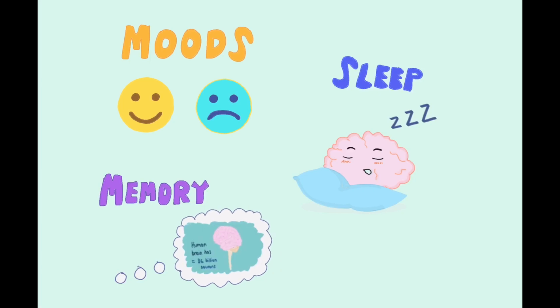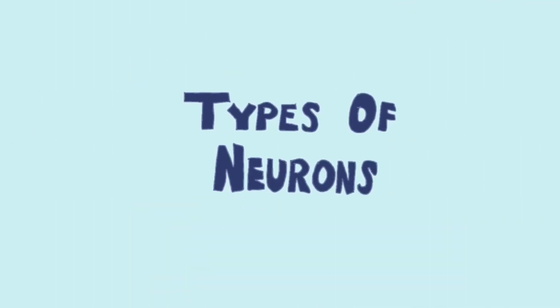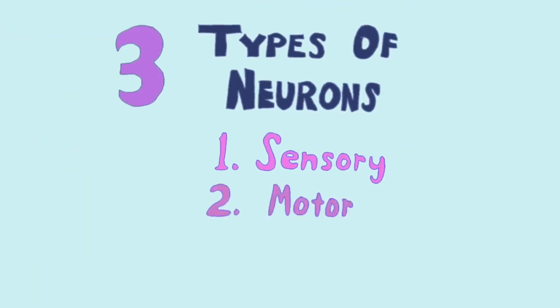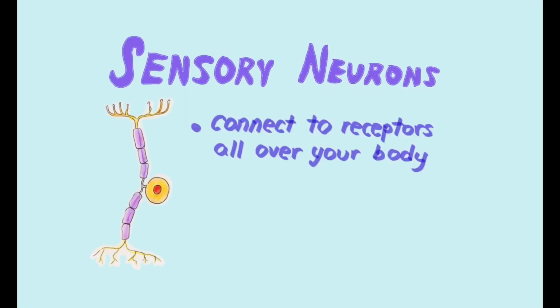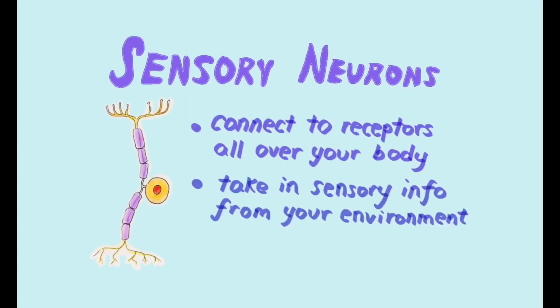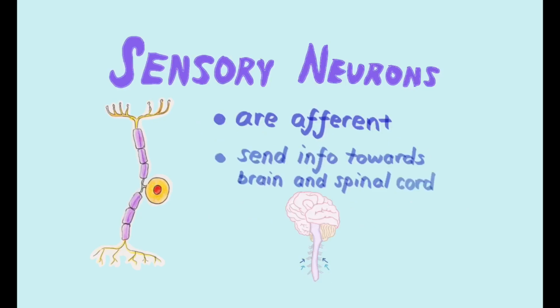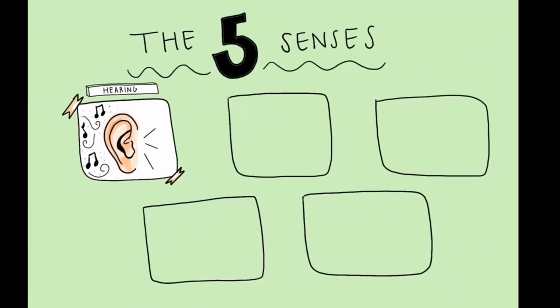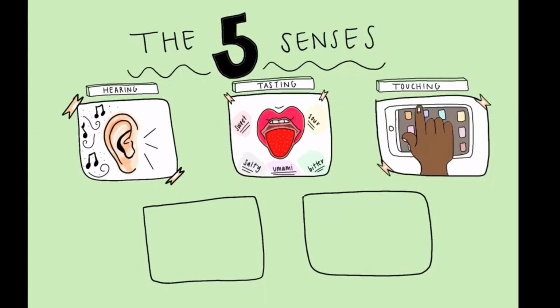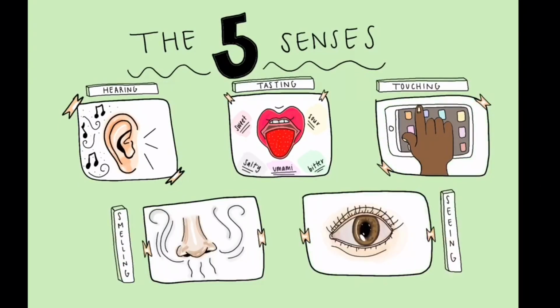Now that you know how neurons communicate, let's talk about the different types of neurons. There are 3 types of neurons, and they are the sensory, motor, and interneurons. Sensory neurons connect to receptors all over your body and take in sensory information from your environment. They are afferent, which just means they send information towards the brain and spinal cord. Your brain can then process this sensory information to let you hear, taste, touch, smell, and see, but you can learn more about that in our senses video.